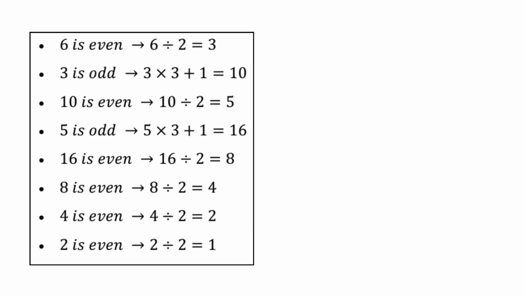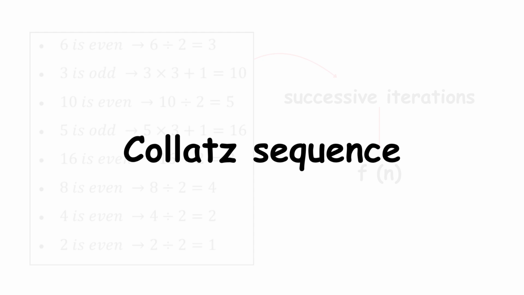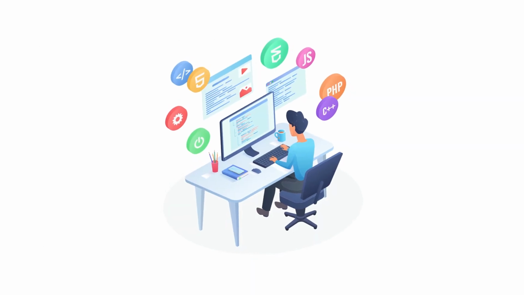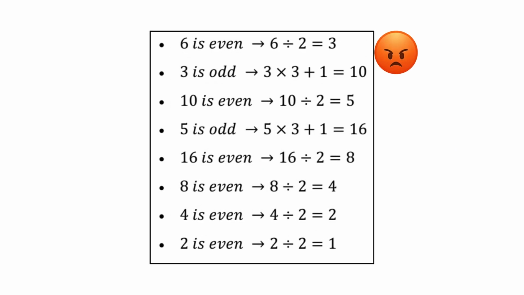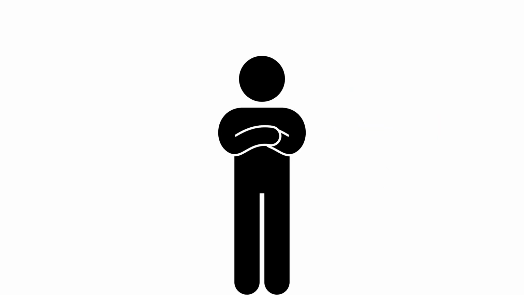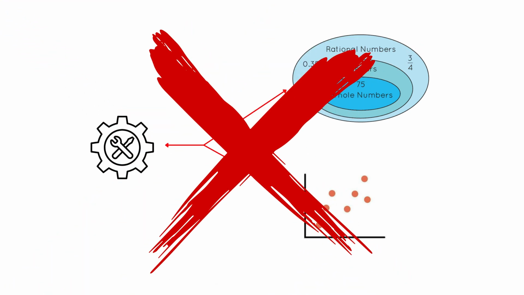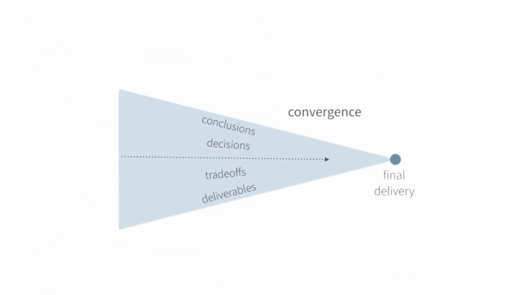The sequence generated by successive iterations of f of n is known as the Collatz sequence. Although it is easy to compute by computer and has been verified even for numbers as large as 2 to the 68th power, it has not been proven that all sequences end in 1. The seemingly chaotic behavior of these sequences has intrigued mathematicians for decades. Despite its simplicity, current tools in number theory and discrete analysis have not been able to establish a general structure that guarantees convergence for every natural number.